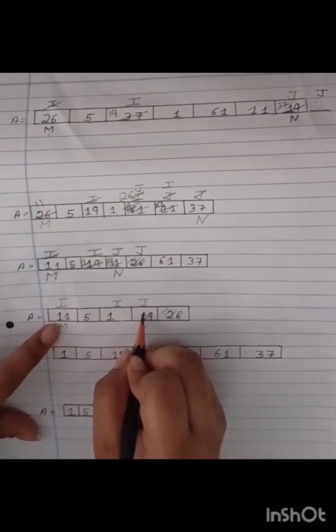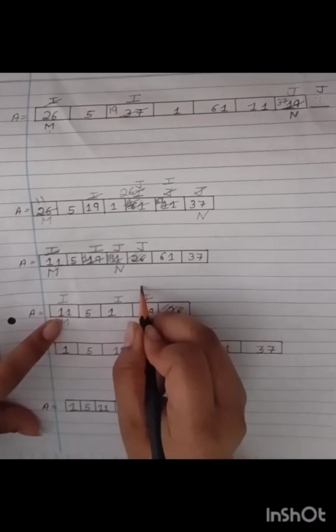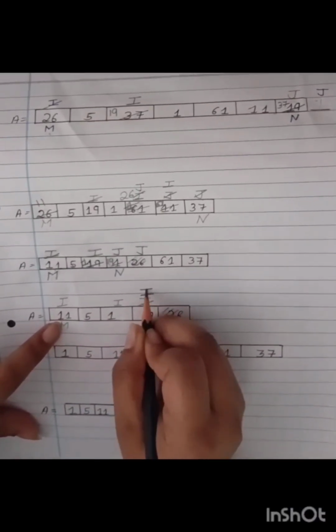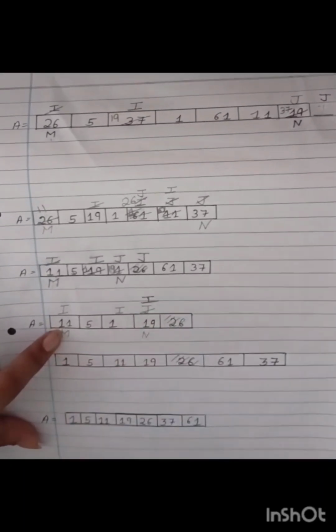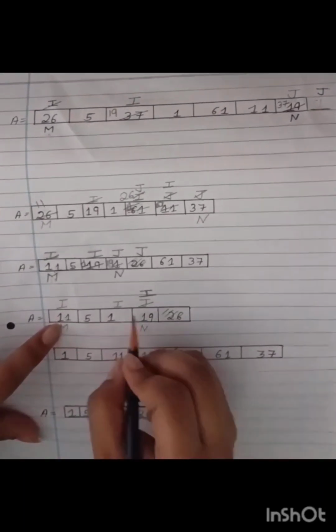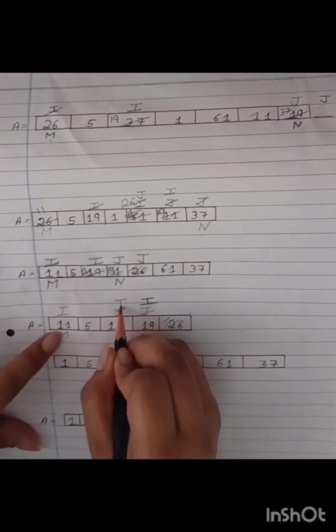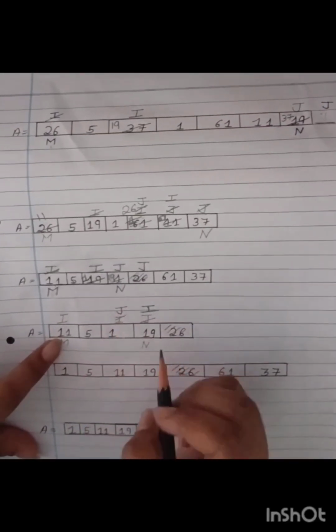Now we have to check the next value. Here 19 is greater than 11, so here we put our i. Now we have to check for j. J is less than or equal to m. Here 1 is less than or equal to 11, so here we put j.